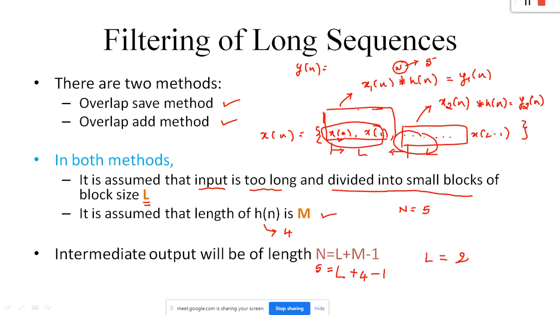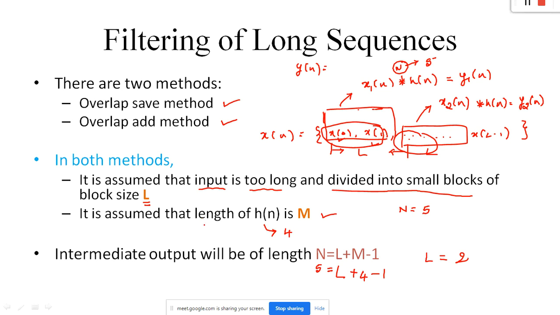So first the 0th sequence, the first sequence, followed by the second sequence, third sequence, fourth sequence, and fifth sequence. Two sequences I will be taking. Then I will be performing the circular convolution with h of n. So this is how it is going to be performed in the overlap add and overlap save methods.